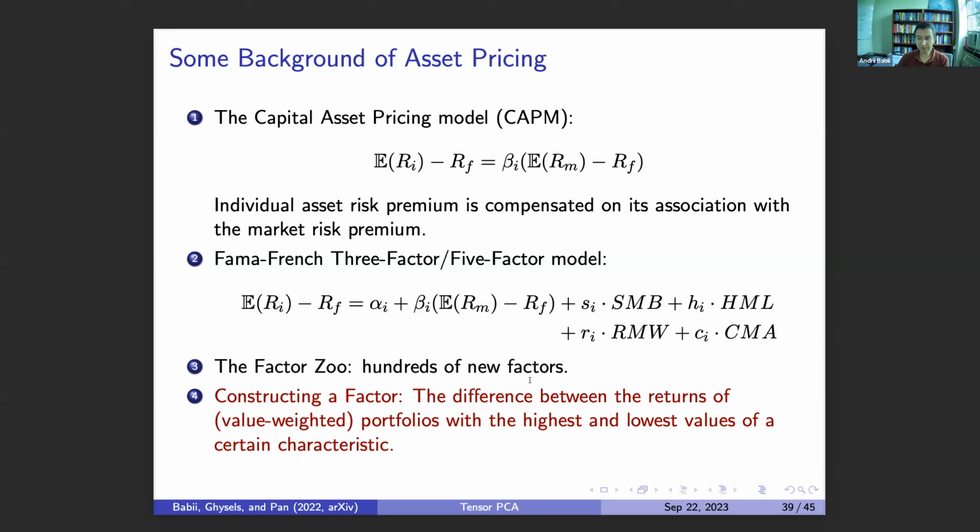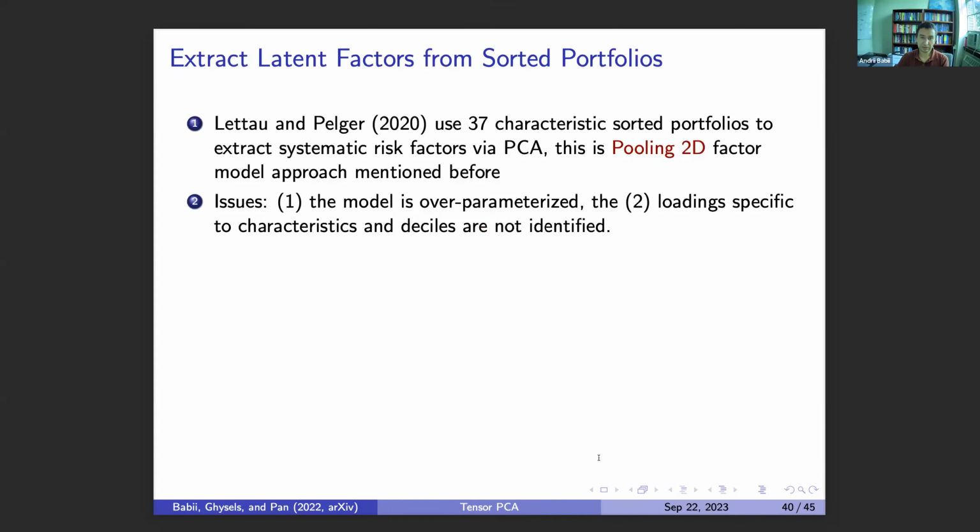How are these factors usually constructed? They are constructed by doing sorting on some observed characteristics. So for example, SMB is small minus big, to construct that factor, we sort on the firm size, and we take small minus large sorted portfolios. So a paper by Lettau and Pelger uses 37 of these characteristic sorted portfolios from the factor zoo and extracts systemic factors using the PCA. So this ignores the tensor dimension, and this corresponds to what we call pooling two-dimensional factor model.